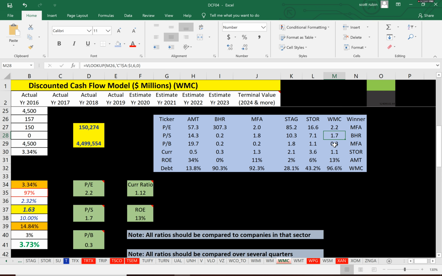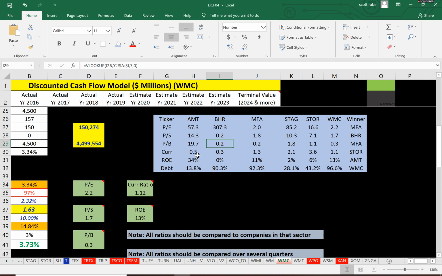Let's see, the price to book, MFA and WMC are below 1, and BHR, which is pretty amazing. You don't really see a below 1 price to book ratio too often. Maybe it's more common with REITs, but you're definitely not going to see that with a company like Apple or one of those bigger companies.